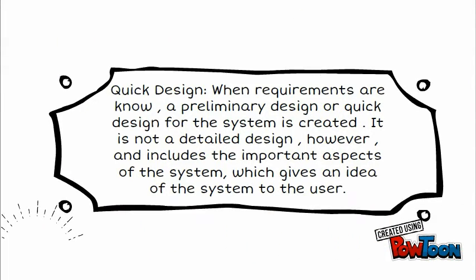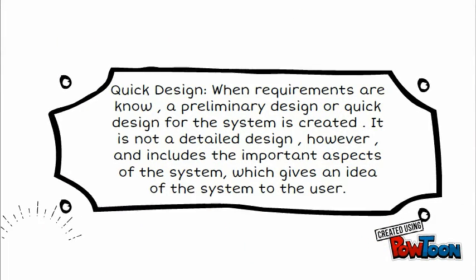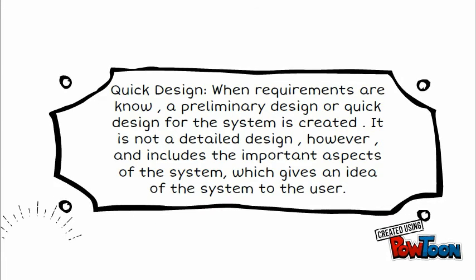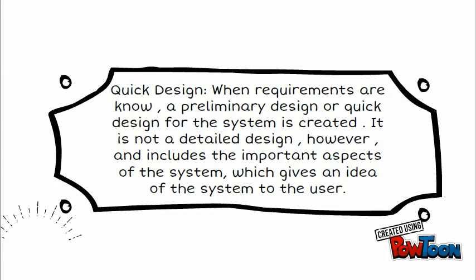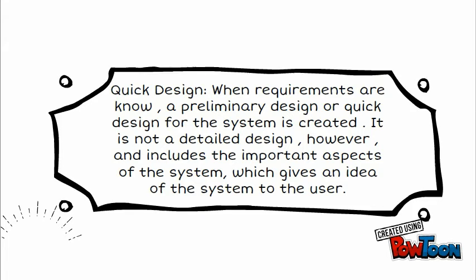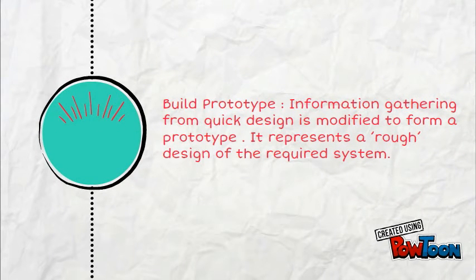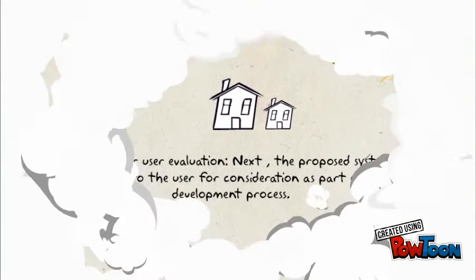Second is quick design. When requirements are known, a preliminary design or quick design for the system is created. It is not a detailed design, however, and includes the important aspects of the system, which gives an idea of the system to the user. Third is build prototype. Information gathered from the quick design is modified to form a prototype. It represents a rough design of the required system.